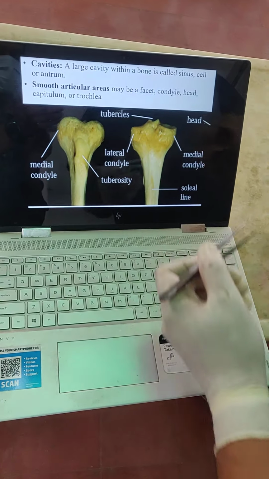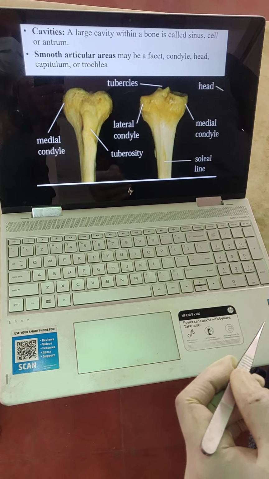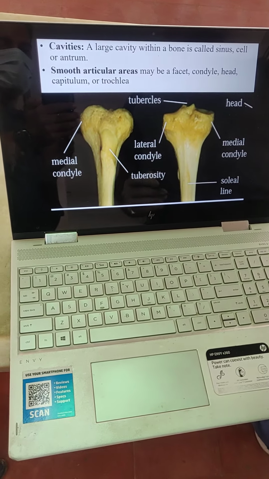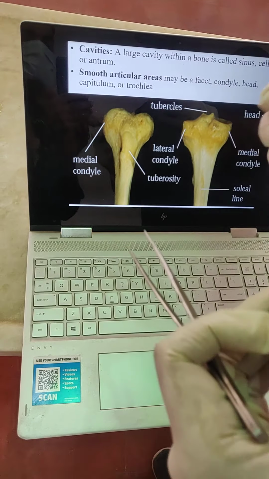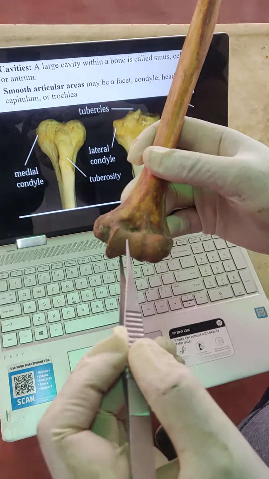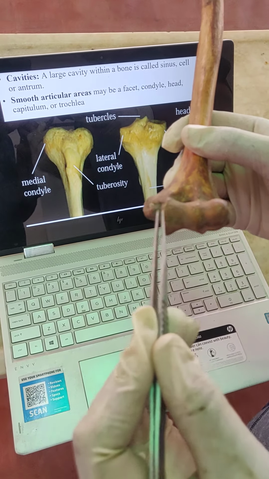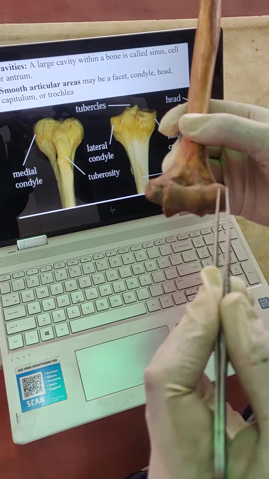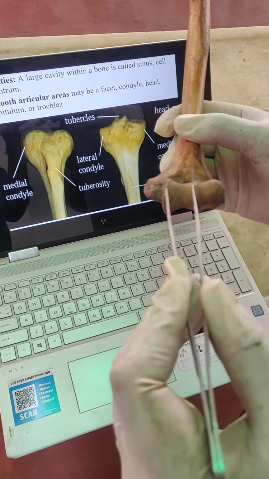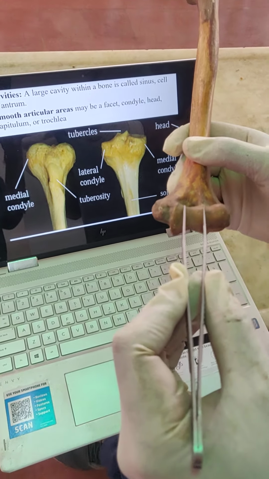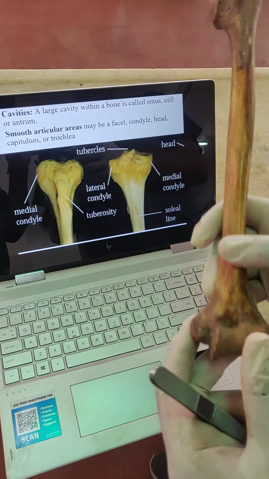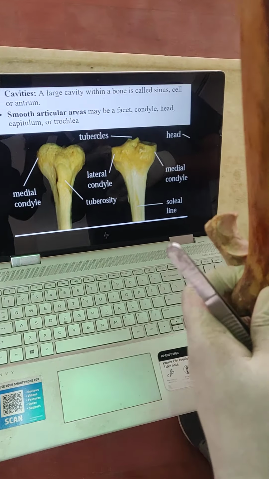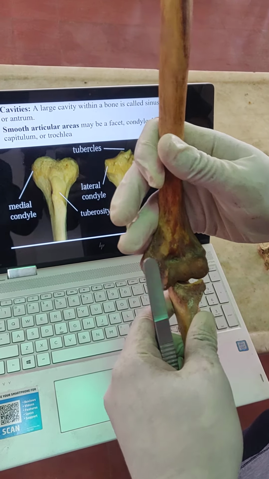A smooth articular area may be a facet, or it may be a condyle, head, capitulum, or trochlea. I will show you the smooth articular areas. Here you can see the trochlea. It is like a pulley. This is the capitulum, and mostly this articulating area is attached with the head of the radius. Here you can see the ulna which is attached with it.